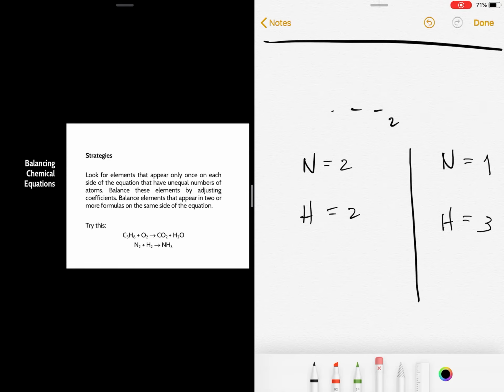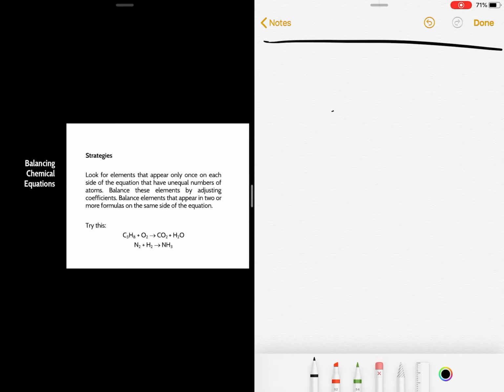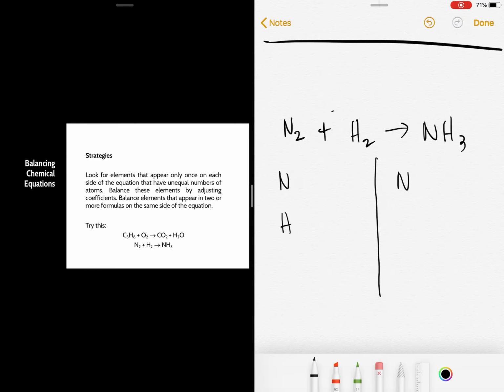Ayan, parang masyadong masikip yung nagawa ko, no? Let me rewrite the equation kasi parang nakasagad siya dun sa dulo, hindi na ako makapagsulat. Okay, ayan, better. So, here, again, here on the reactant side, you have nitrogen and hydrogen, nitrogen and hydrogen. First step is enumerate the elements. Ayan, we have already enumerated the elements.